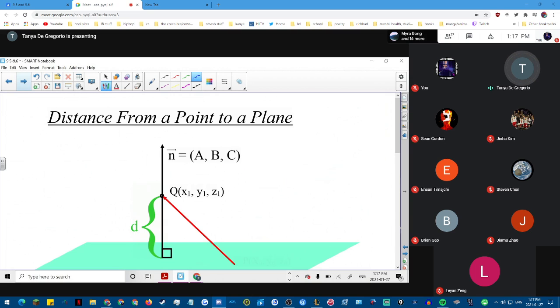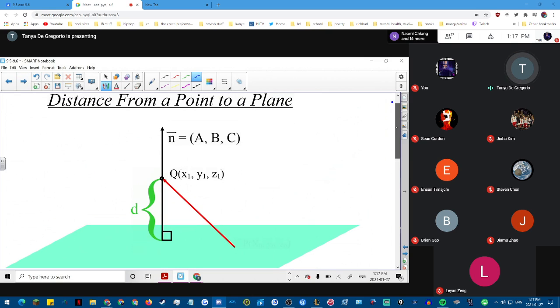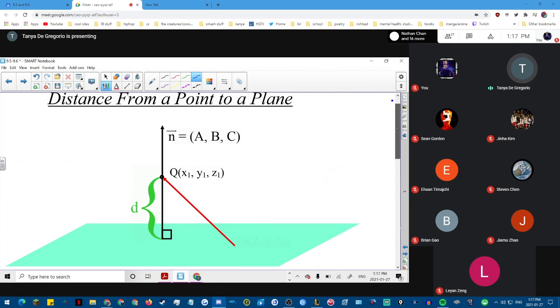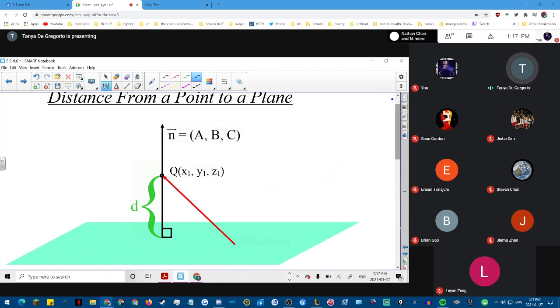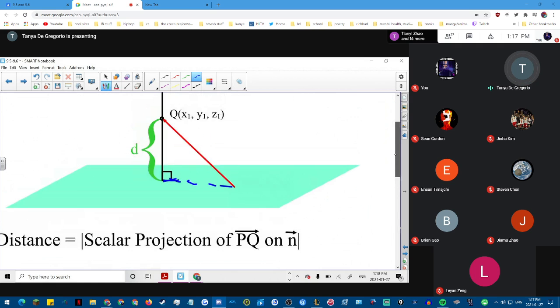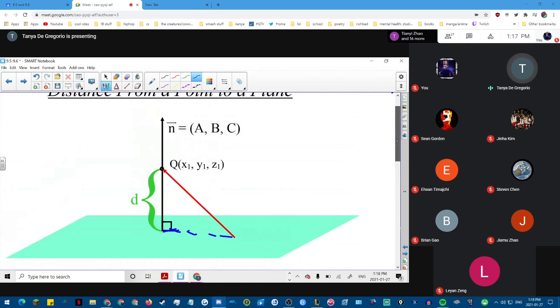Okay, so now, distance from a point to a plane. Okay, so when we're dealing with the distance here, again, guys, it's the same idea. It's the scalar projection, right? You're dropping that perpendicular, and you're getting the scalar projection of PQ onto, so hold on, okay, right there. So PQ onto your normal, okay?